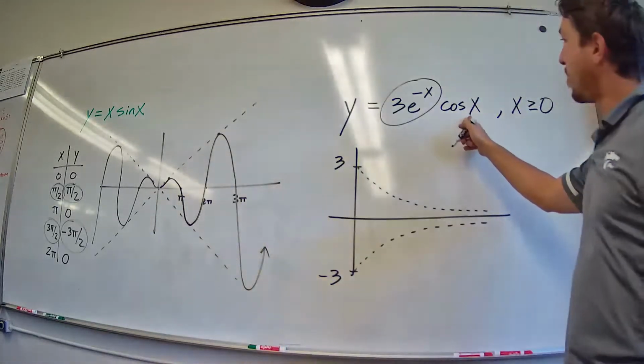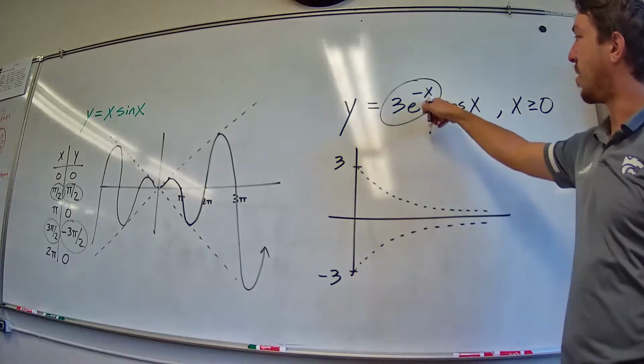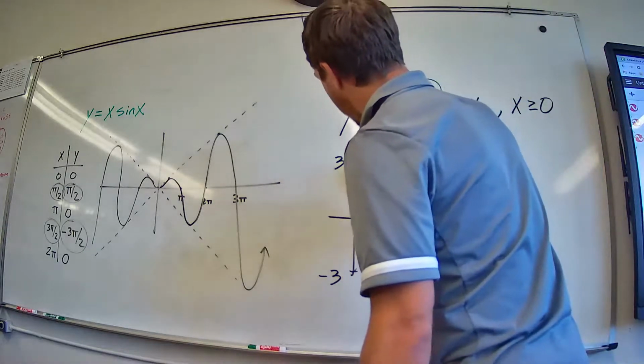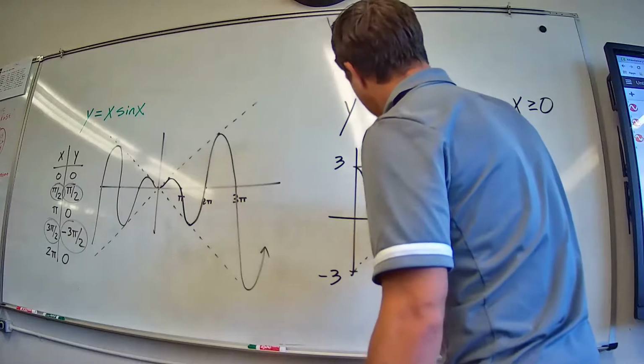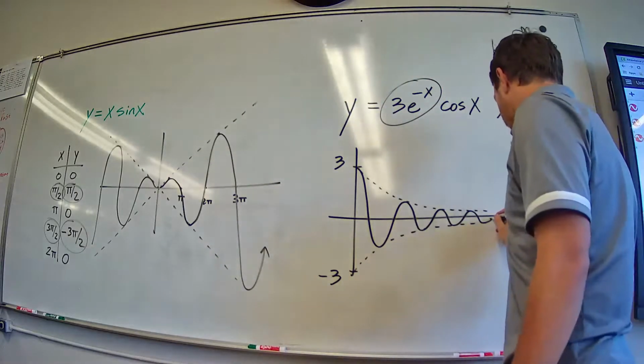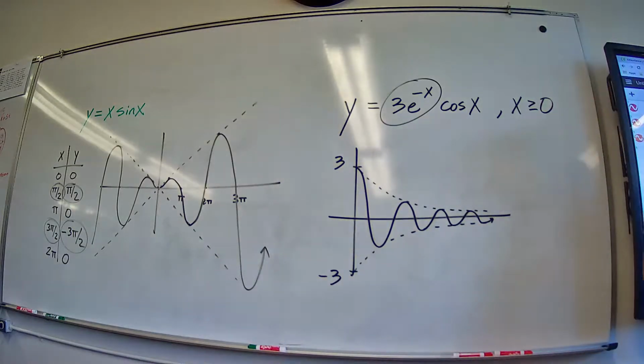So at 0, you get 3e to the 0 times cosine of 0, which is 3. And so your curve's going to go whoop-diddy, whoop-diddy, forever and ever. No, it's not. Isn't that neato?